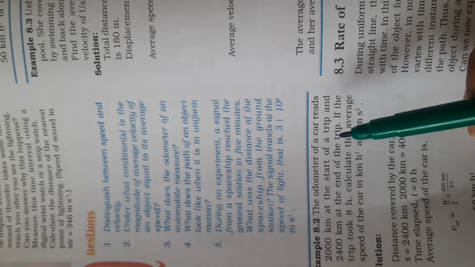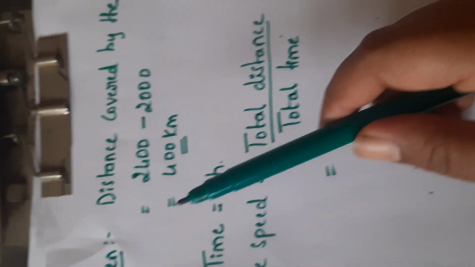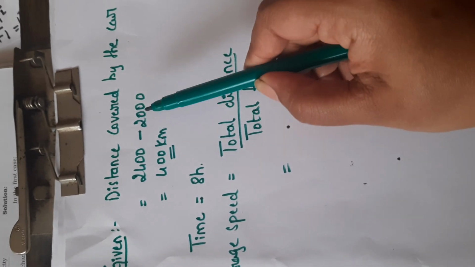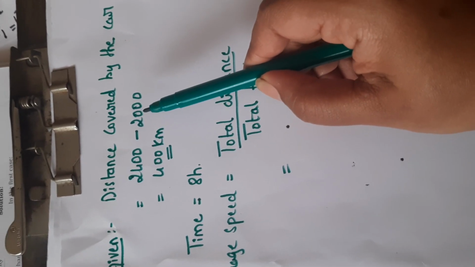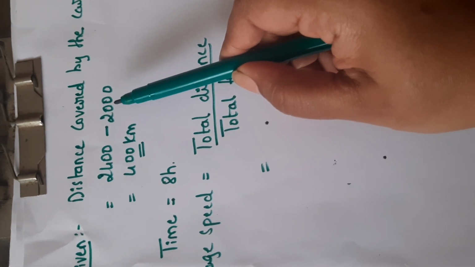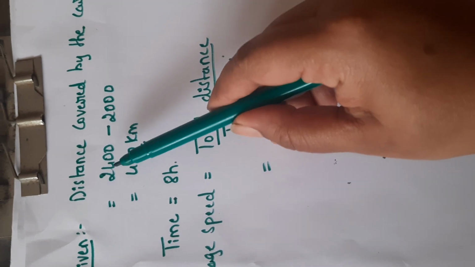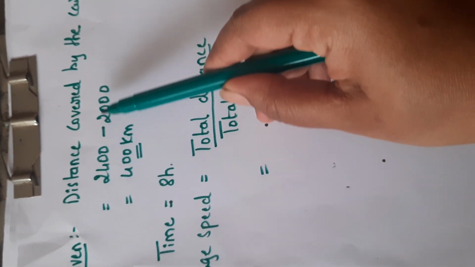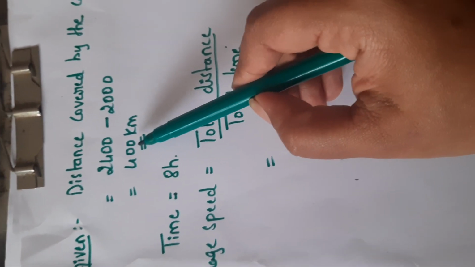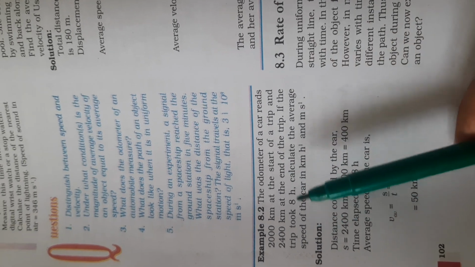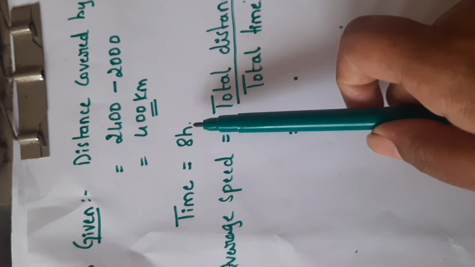If you write the given data, the distance covered by the car will be 2400 minus 2000. Why? Before the trip started, the odometer reading of the car is 2000. When the trip ended, it was 2400. So 2400 minus 2000 is 400 kilometer, the distance covered by the car. And there is no confusion with the time taken. If the trip took 8 hours, then time is 8 hours.